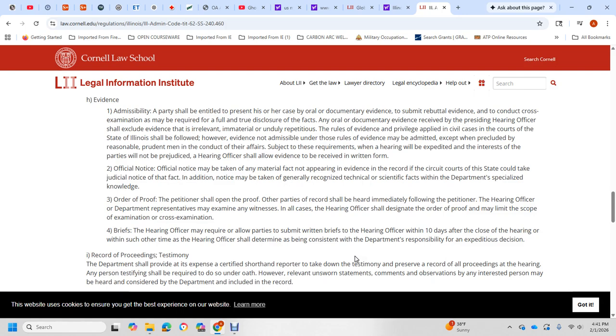The hearing shall proceed immediately following the petitioner, with the hearing officer of the department. The representative may examine the witnesses in all cases. The hearing officer may designate the order of proof and may limit the scope of examination and cross-examination.